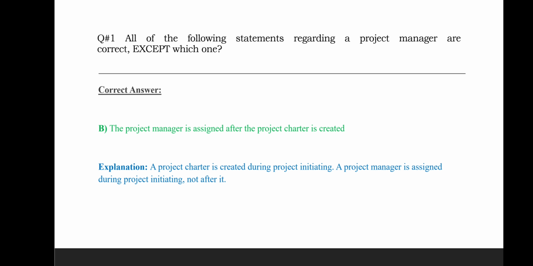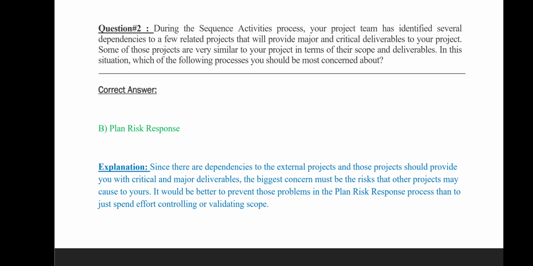This is the correct option because the project manager is selected in the initiating phase and the project charter is prepared in the initiating phase. And when the project charter is created, then the project manager is assigned. A project charter is created during project initiating, a project manager is assigned during project initiating and not after it. The rest of the options belong to other project management processes, but only option B relates to project initiating.